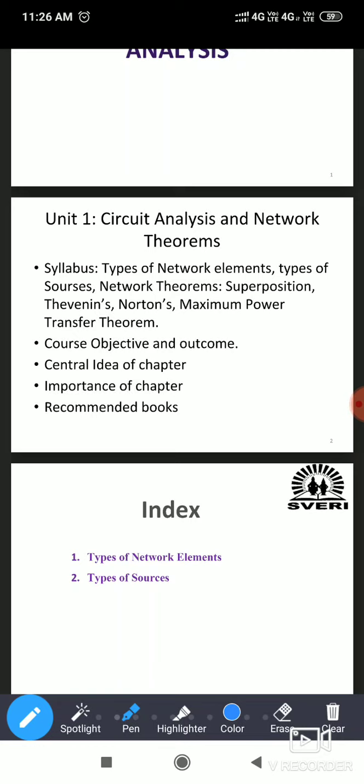So what do you mean by DC based and AC based? If the network consists of only DC sources, then it is classified as a DC network. If the network consists of AC sources, in that case we can classify it as an AC network. So based on that, we have to use all the network theorems, apply the network theorems and find out the parameters.